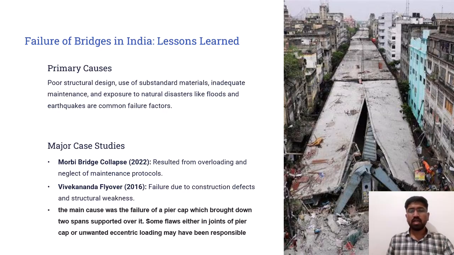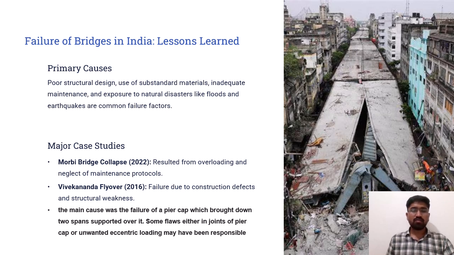Bridge failures in India: lessons learned from them. The primary causes are poor structural design, use of substandard materials, inadequate maintenance, and exposure to natural disasters like floods and earthquakes, and common failure factors such as malpractices, etc.